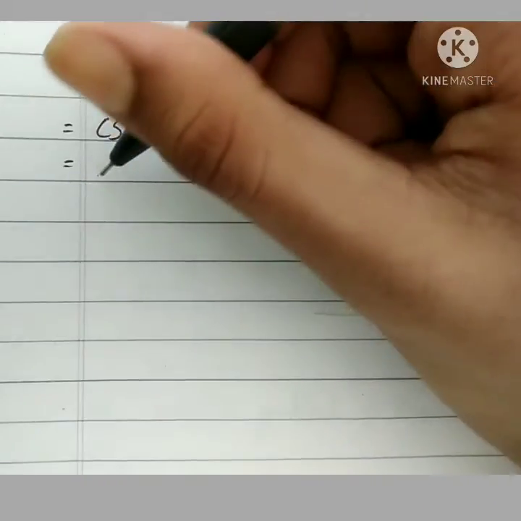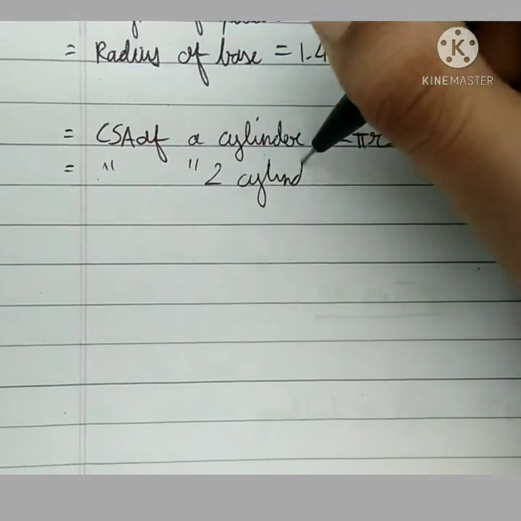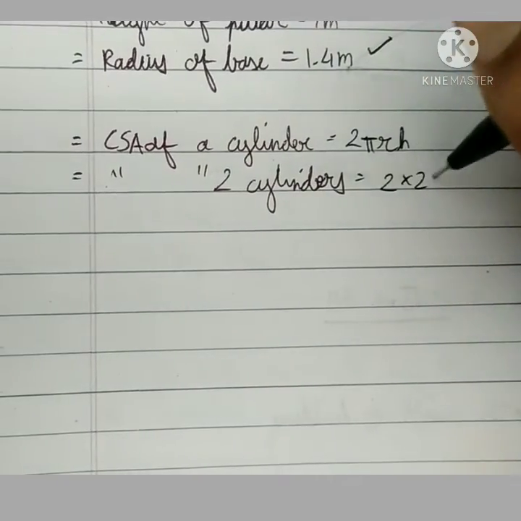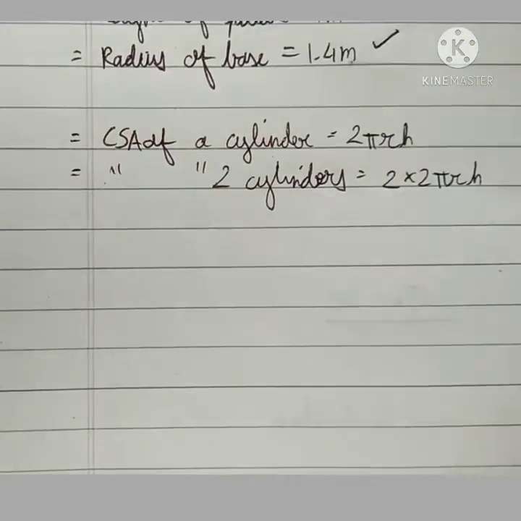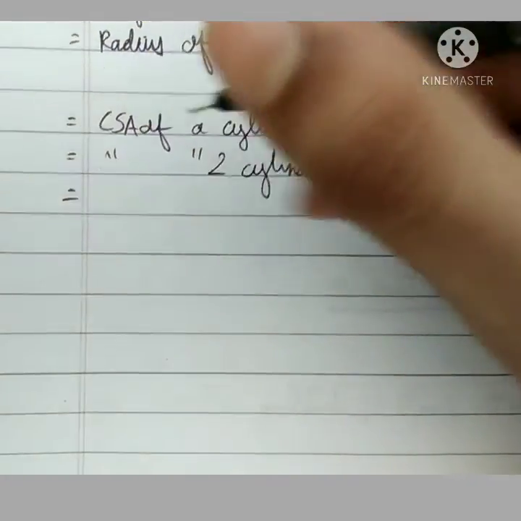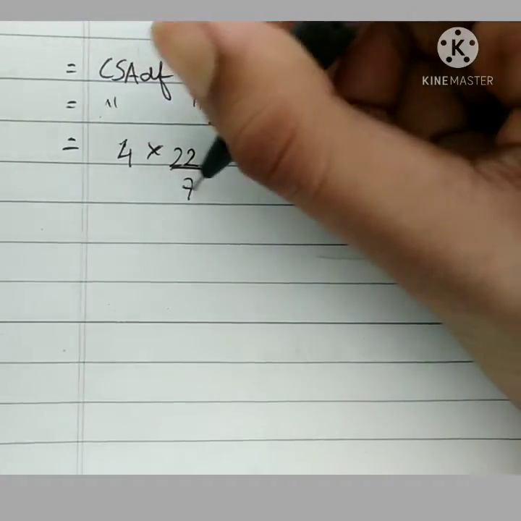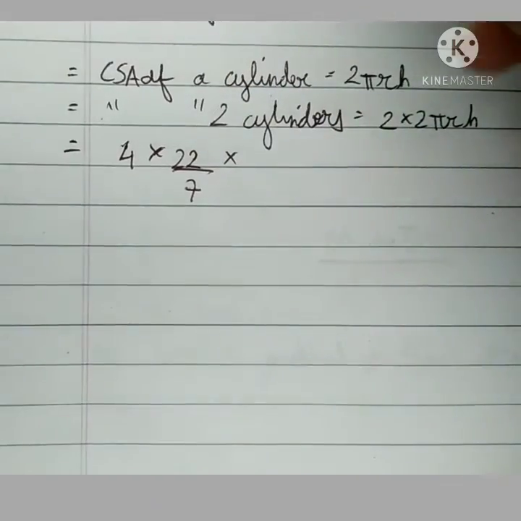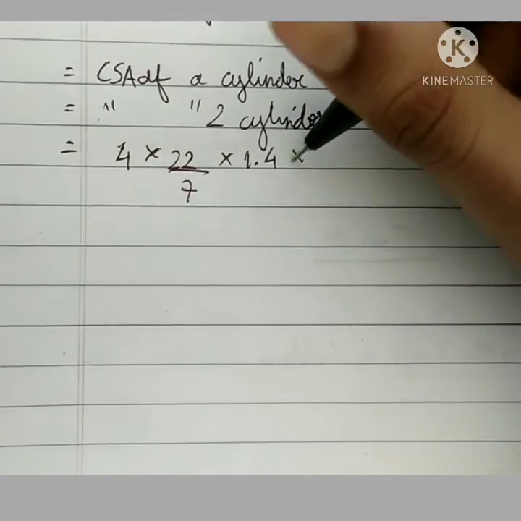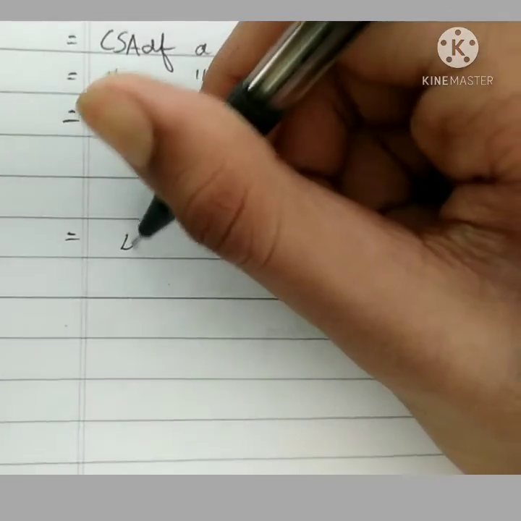So CSA of two cylinders, okay, is equal to what? 2 into 2 pi r h. You can take out common if you want to, or it's totally up to you. So I have to take pi as 22 by 7 only. It will be 4 multiplied by 22 by 7 multiplied by 1.4 multiplied by the height, which is 7. So this and this will be cut. I can make it into fractions if you want to.